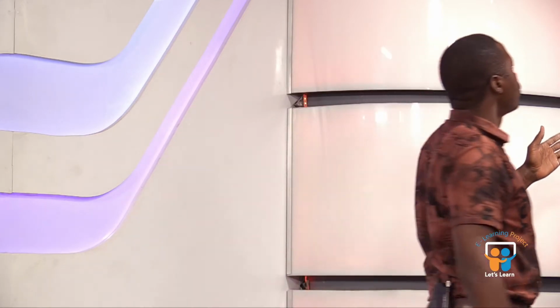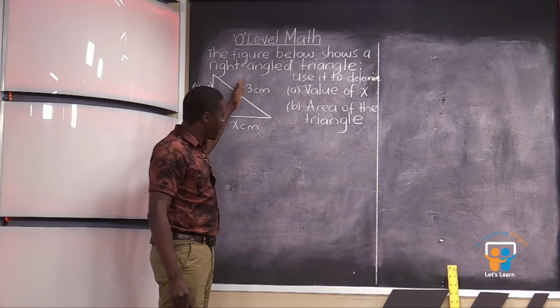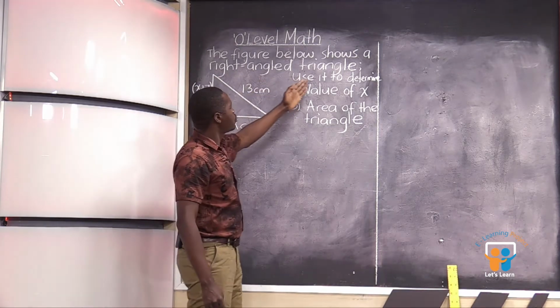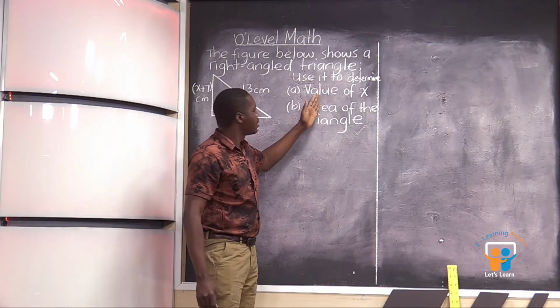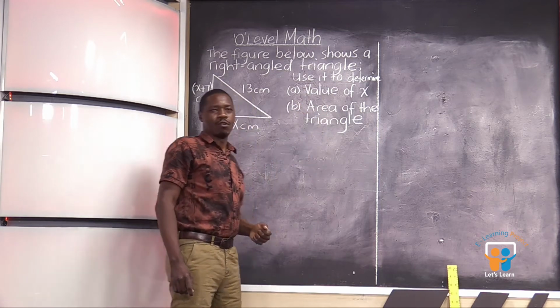So, on the blackboard, we are having a simple question. They are saying the figure below shows a right-angled triangle. They want us to use it to determine the value of x. They want us also to use it to find the area of that very triangle.